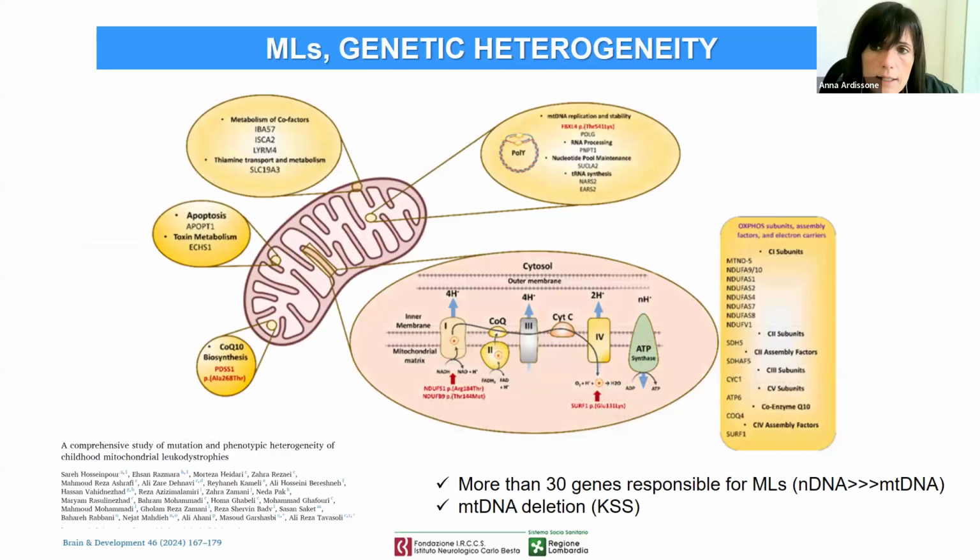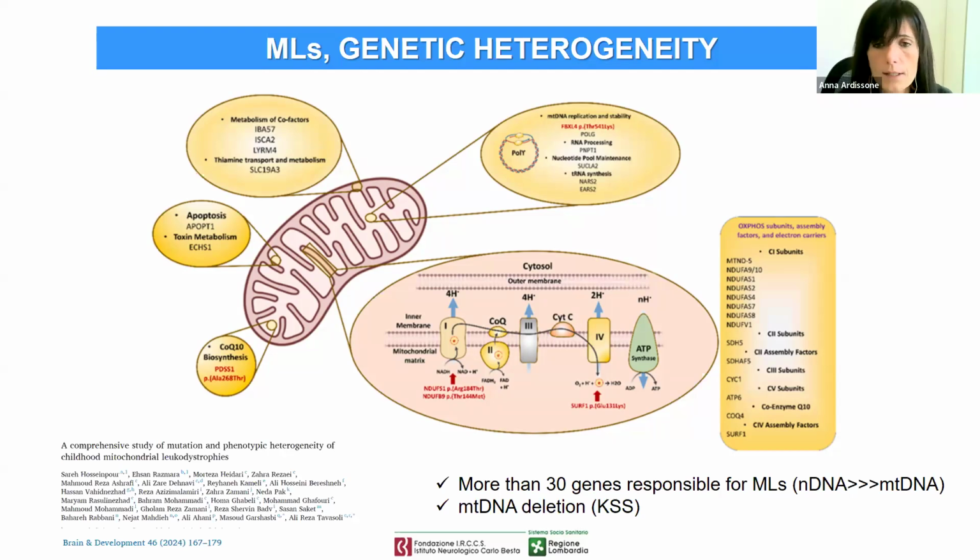Indeed, we know that to date a high number of genes has been associated with mitochondrial leukodystrophy, more than 30 genes today, both in nuclear DNA and mtDNA, and also the well-known leukodystrophy in Kearns-Sayre associated with a large deletion of mtDNA. As you can see, there are not only genes encoding subunits of the respiratory chain, but also genes related to other functions of mitochondrial biology, of metabolism, of cofactors, for example apoptosis regulation and CoQ10 biosynthesis. So we know there are also mitochondrial leukodystrophies not associated with deficiency in the respiratory chain.